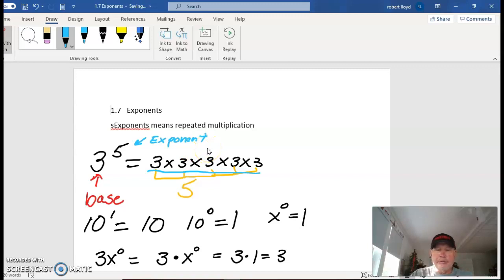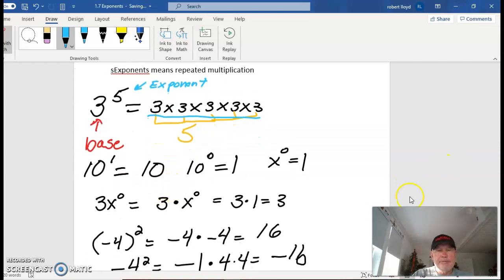Well, a couple things to remember here are some special cases. 10 to the 1st power is 10. 10 to the 0 power is 1. Anything to the 0 power is 1.